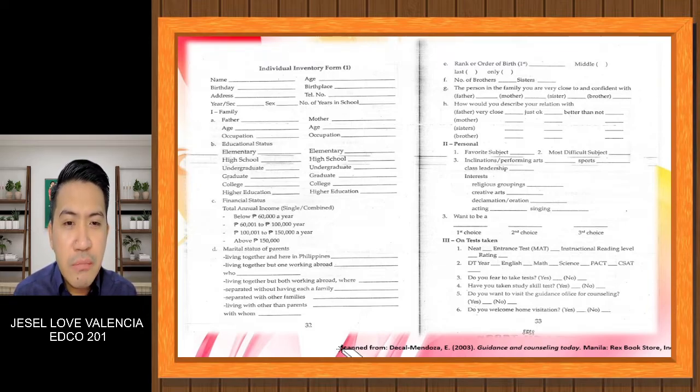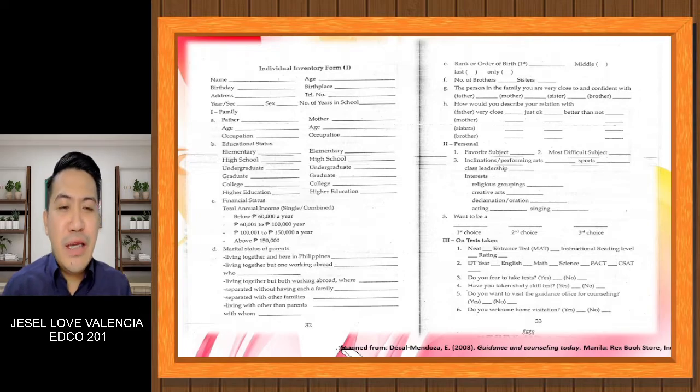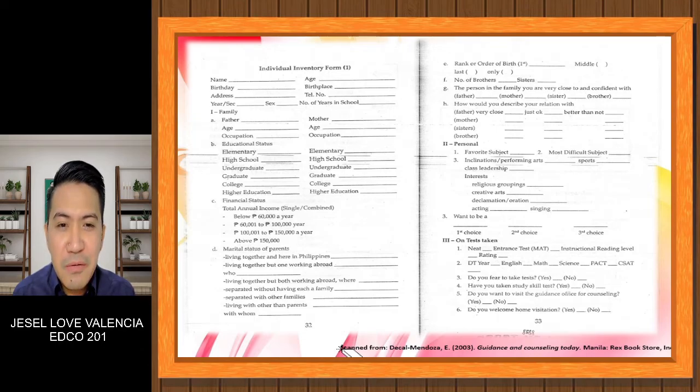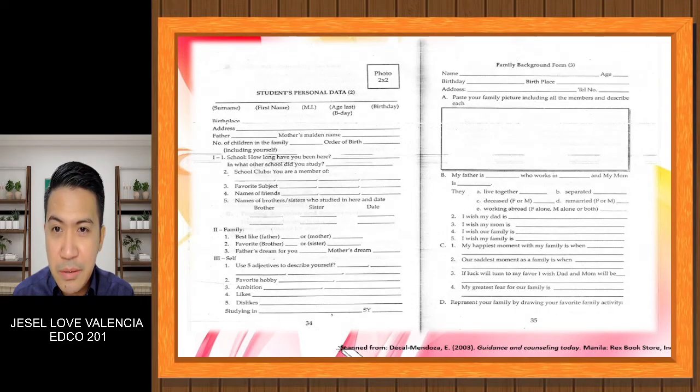So here also number 3, the career choice, what they want to be, 1, 2, 3. But some students would not have any idea about what they want in life. So diyan na papasok yung mga career orientation, okay? Once a year ginagawa natin 'yan sa ating mga mag-aaral. Then the test taken. So here they can check, but if it's not applicable then they can skip it.